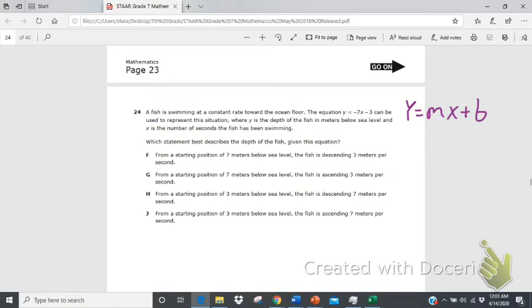All right, ladies and gentlemen, so the next one here, they're telling us that a fish is swimming at a constant rate toward the ocean floor. So it's going towards the ocean floor, so think about that, okay? The equation y equals negative 7x minus 3 can be used to represent the situation, where y is the depth of the fish in meters below sea level, and x is the number of seconds the fish has been swimming. Well, ladies and gentlemen, think about it. Here, it's swimming towards the ocean floor, so we know it's swimming down. The way you read this here, that's the y-intercept, or the starting point. So the fish is starting from a depth of negative 3, and he's swimming down at a rate of 7 meters. So the correct answer here, ladies and gentlemen, is letter H.